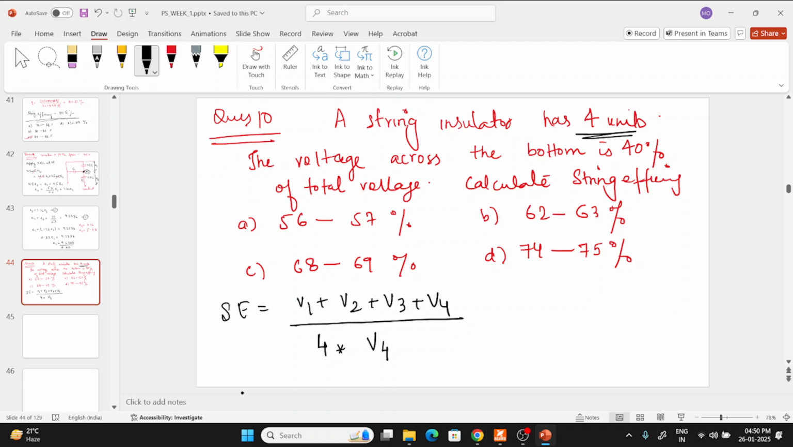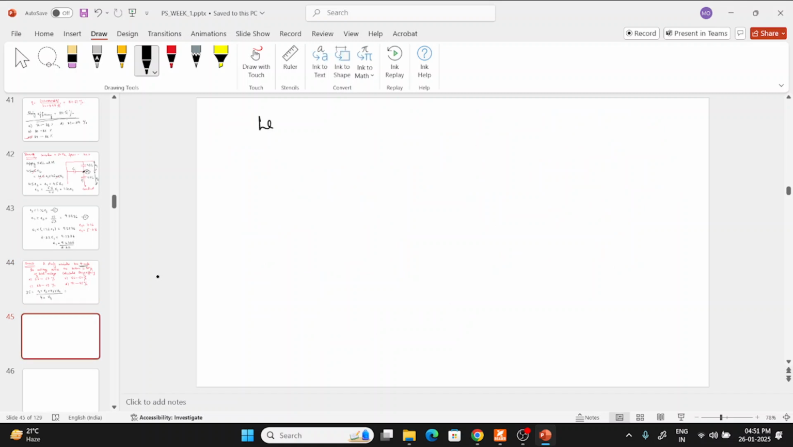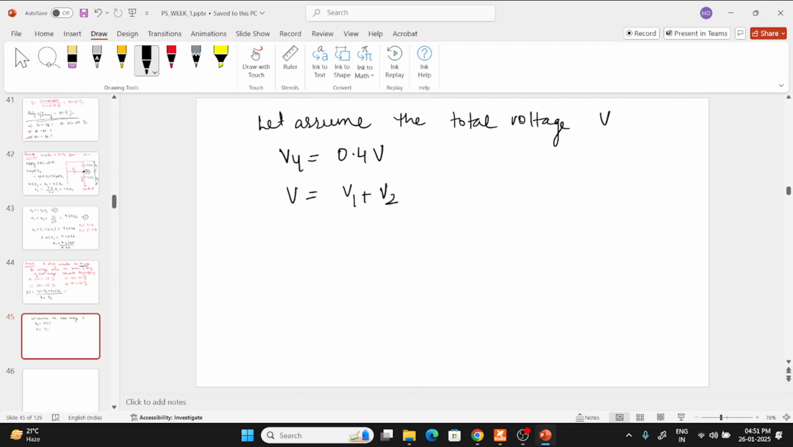So basically, what we are going to do here is, in it is said that 40% of the total voltage. So V4 किसके बराबर है? V4 will be, let's assume the total voltage is V. Then V4 किसके बराबर हो जाएगा? Is 0.4V. और टोटल वोल्टेज किसके बराबर होता है? V1 प्लस V2 प्लस V3 प्लस V4.